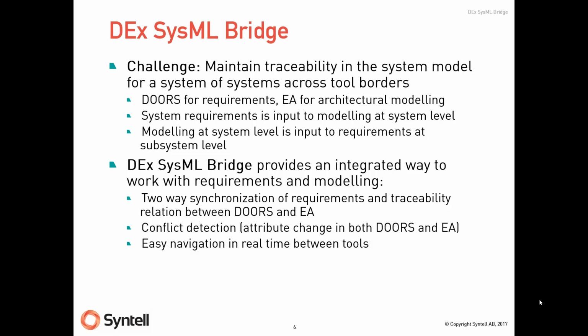It can synchronize your requirements and your traceability in both directions, from DOORS to Enterprise Architect or from Enterprise Architect to DOORS. There is also conflict detection, which makes it possible for you to see if a change has been done on both sides. It's also very easy to navigate between the tools. If you are looking at a requirement in DOORS, you could easily find the corresponding requirement in Enterprise Architect.